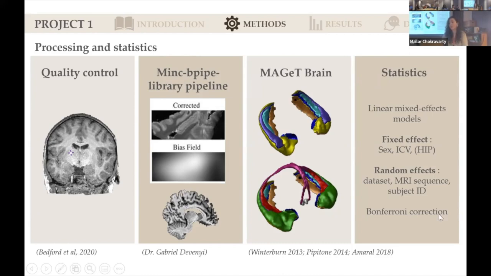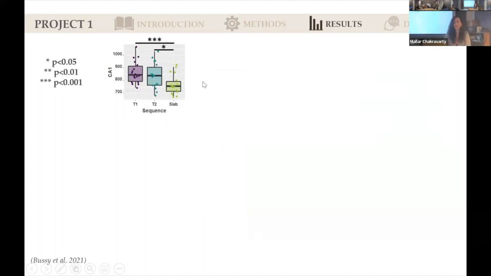So for the results, here I'm showing you one example of a subfield, the CA1. We can see the volume on the y-axis, and the estimation for T1, T2, and slab. I should also mention that this specific figure is using the test-retest dataset, so that means we are estimating the volumes in the same participants. In theory, we should have the same volumes, no matter which type of scan we are using.